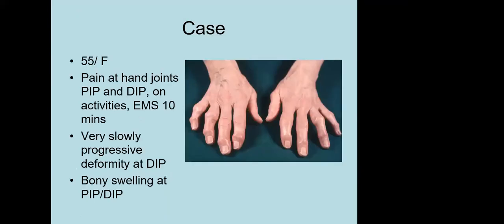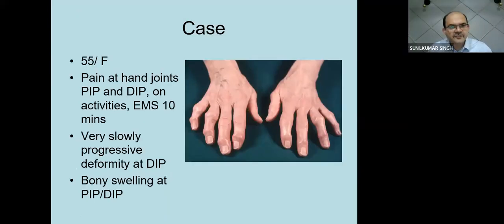So maybe if we have another 5 to 10 minutes before I leave it for the questions, we have 2 cases more to go. So I want you to look at these hands carefully. And this is a patient who has an early morning stiffness of 10 minutes, very slowly progressive deformity at the hand joints. And when you examine it, you'll feel a bony swelling. It's not the same soft synovial boggy swelling.